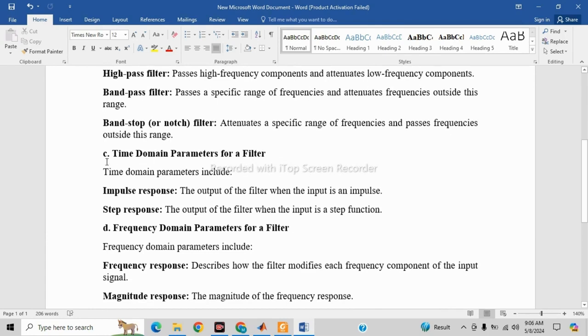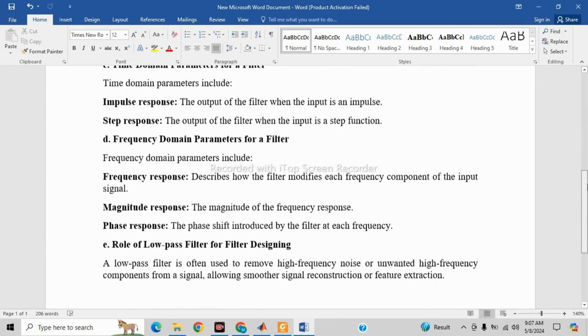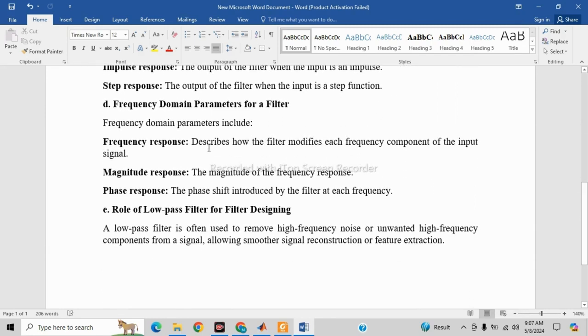Next, part C is time domain parameters for a filter. Time domain parameters include the impulse response, which is the output of the filter when the input is an impulse. This is the impulse response. The step response is the output of a filter when the input is a step function. Part D is frequency domain parameters for a filter. Frequency domain parameters include the frequency response, which describes how the filter modifies each frequency component of the input signal; the magnitude response, the magnitude of the frequency response; and the phase response, the phase shift introduced by the filter at each frequency.